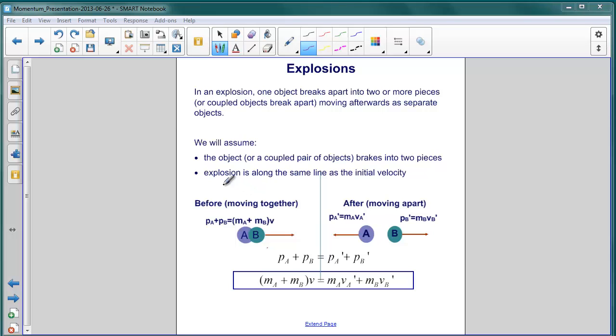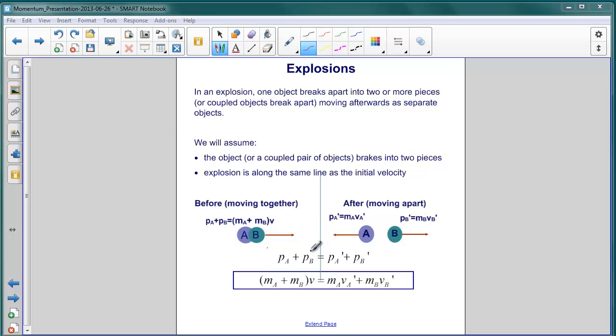We look at conservation of momentum problems in the following way. We always have two diagrams, one before and another one after. In this particular example, we see two objects coupled together moving to the right. Afterwards, they've broken apart, and you see them moving away from each other. But one thing to note, the total momentum is conserved, so as a pair, they're still moving to the right. It's just that they're moving away from each other.